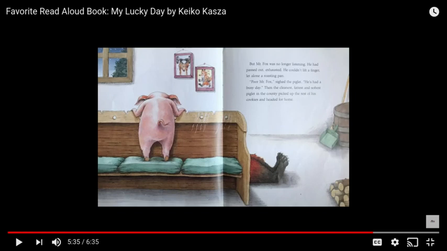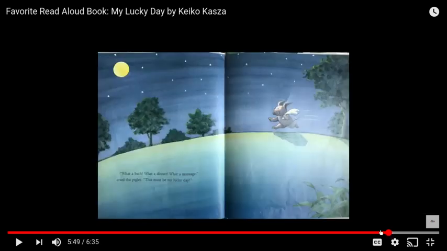But Mr. Fox was no longer listening. He had passed out, exhausted. He couldn't lift a finger, let alone a roasting pan. Now, Mr. Fox, sighed the piglet. Oh, I'm sorry. Poor Mr. Fox, sighed the piglet. He's had a busy day. Then the cleanest, fattest, and softest piglet in the county picked up the rest of his cookies and headed for home. What a bath! What a dinner! What a massage! Cried the piglet. This must be my lucky day.